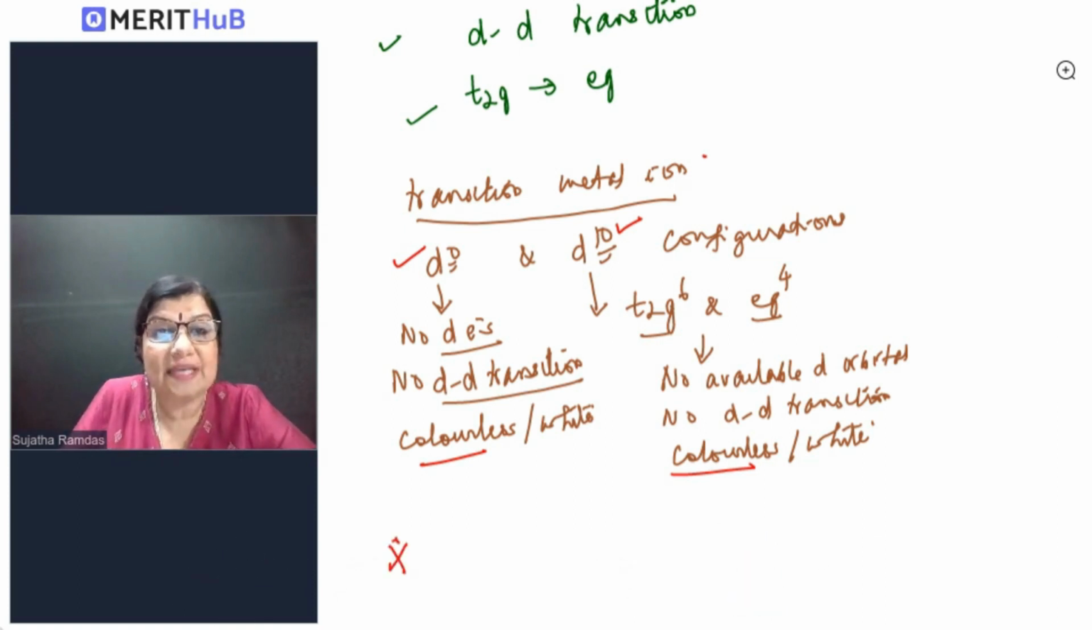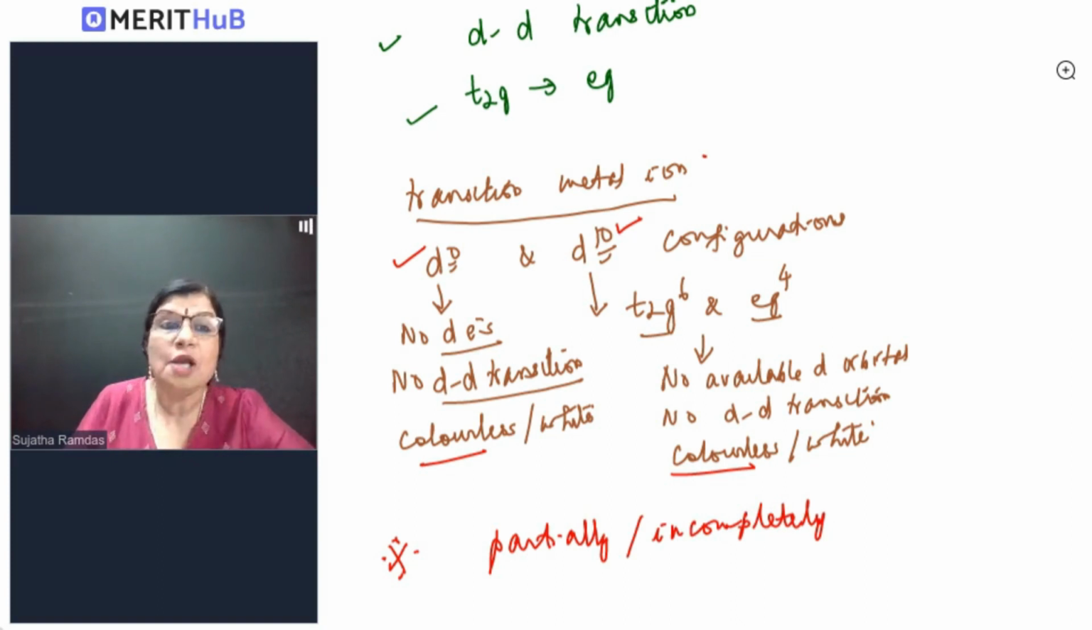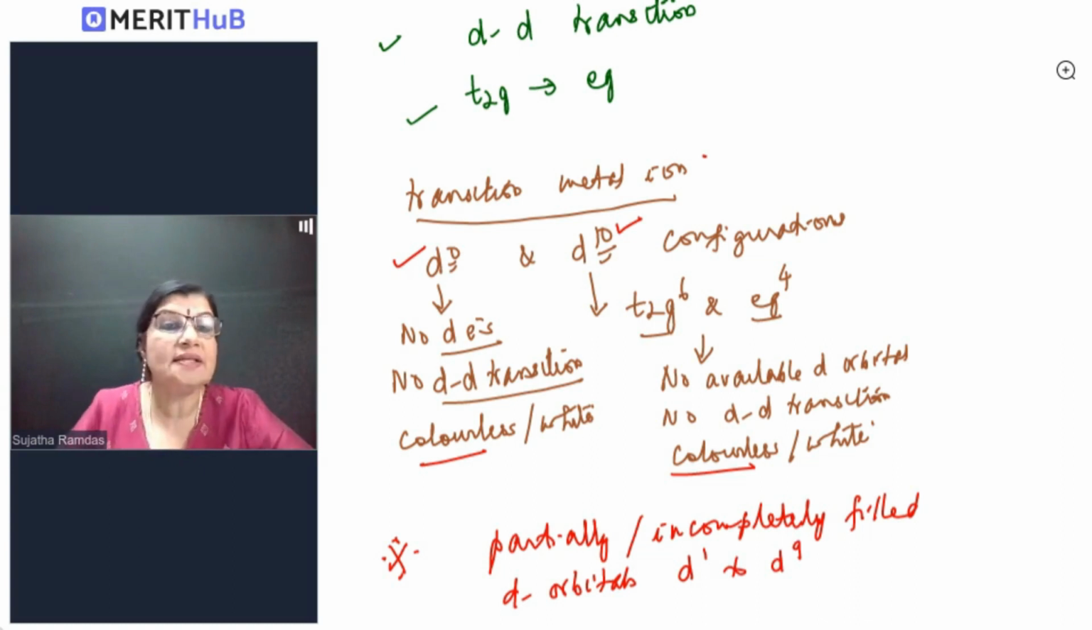For color to be exhibited, the d orbitals should be partially or incompletely filled. This is an important requirement for a transition metal complex ion to exhibit color. In other words, the configurations of the cation can be anywhere from d1 to d9. Okay, so that is the background information. We have completely discussed the background information for a transition metal complex ion to exhibit color.